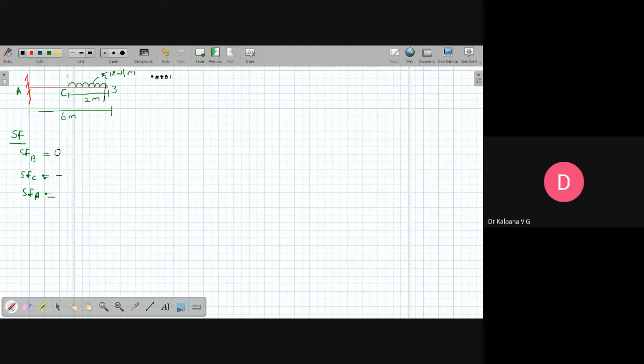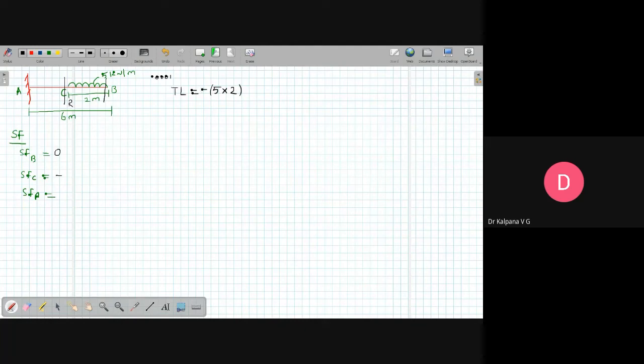So consider the section C here, either exactly on the point C or to the left or right of C. Now I am considering exactly at C. To the right of C, what are all the forces? Here it is 5 kilonewton per meter, which is a UDL. Hence, what is the total load to the right of C? The UDL is acting over 2 meters, 5 into 2, which is 10 kilonewton.